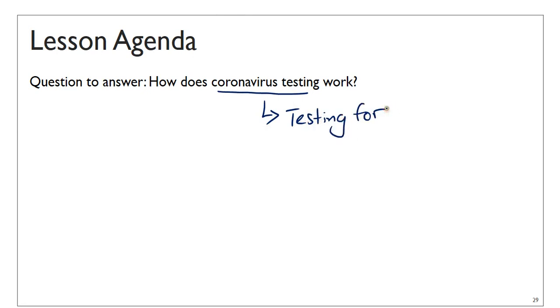If you remember from last lesson, we looked at the structure of a virus briefly, and it essentially contains the genetic material, so DNA or RNA, and then it's encompassed in a protein coat. So when you test for the virus, essentially you're testing for the genetic material of the virus.